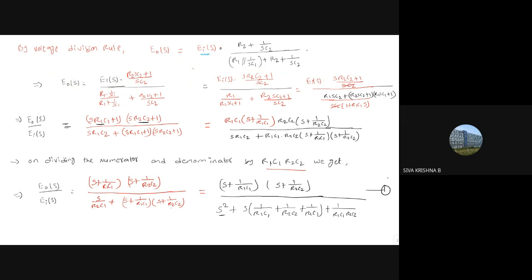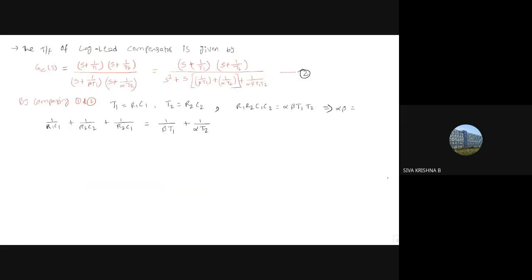Now we will compare these two, equation 1 and 2. That means if you multiply these two, you will get S square plus S into alpha, 1 by alpha T2 and S into these two, and 1 by alpha beta T1 T2. Okay, now compare this equation and the previous one, what we got. So on comparing, you will get T1 is R1 C1, and T1 T2 and remaining all.